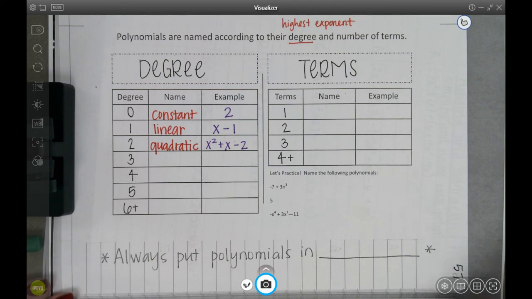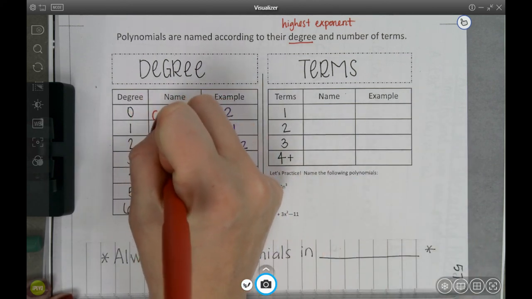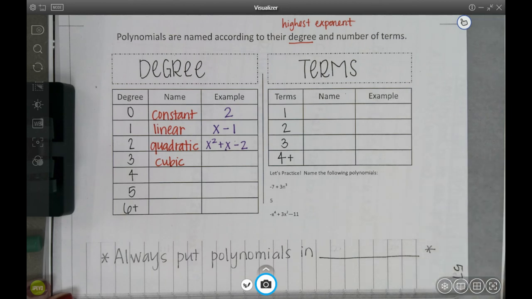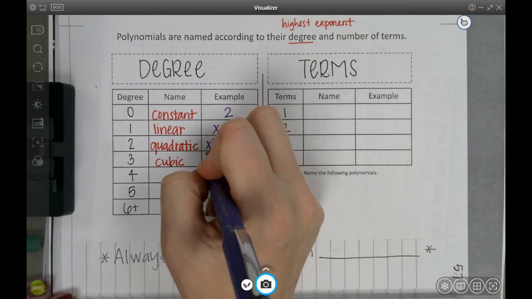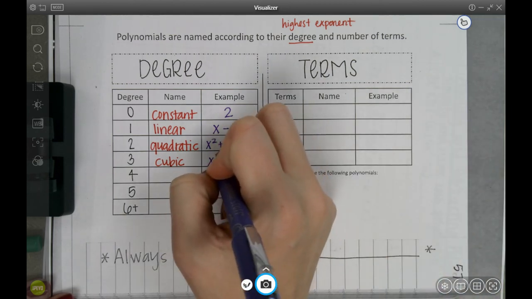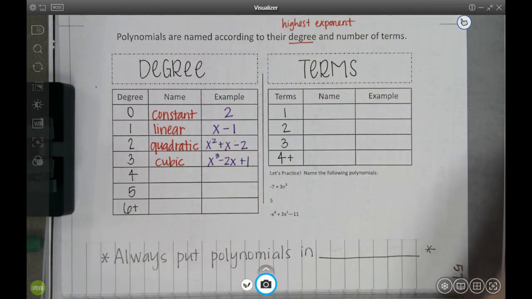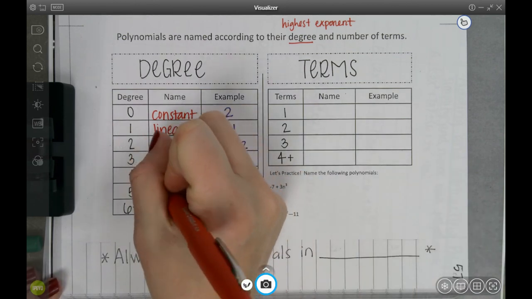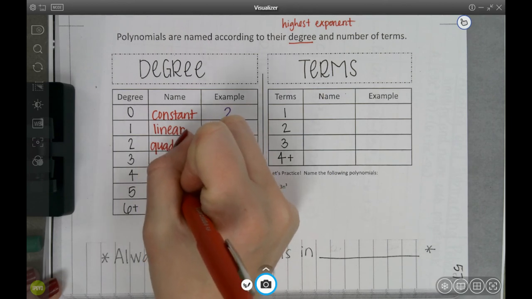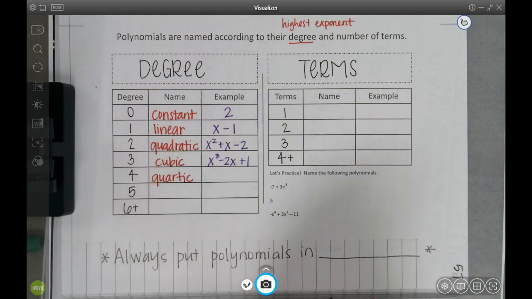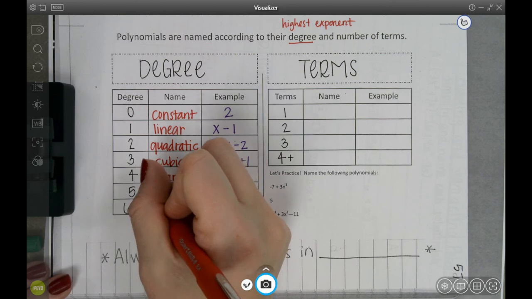All right, degree 3 is called a cubic function. Can you graph that? We will this unit. Uh-oh. Okay, now we're getting into my two favorite names for functions. Fourth degree is a quartic, like a quarter. And 5 is quintic.